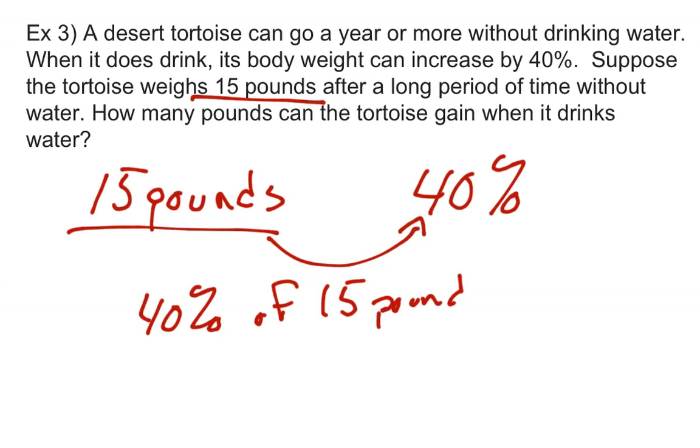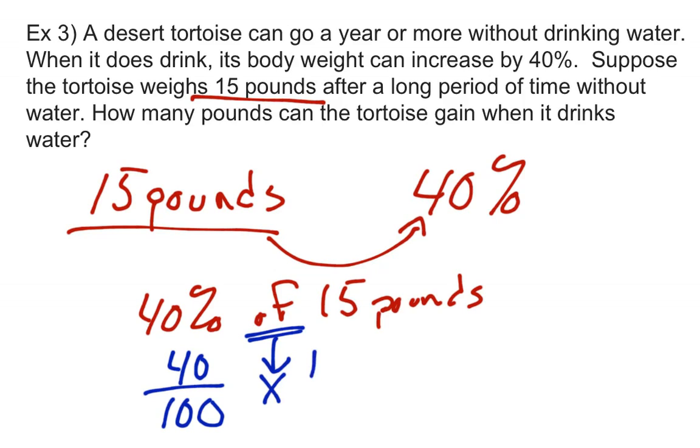Now, there's a couple different ways to do it, but because our lesson is on percents and fractions, I'm going to change this percent into a fraction. So the 40% can become 40 over 100. I don't know if you remember, but a while ago we wrote down some key words for add, subtract, multiply, divide. One of the key words that we learned was of. The key word of means multiply. So I'm going to take that percent, 40%, which becomes 40 over 100, and multiply by the 15 pounds.